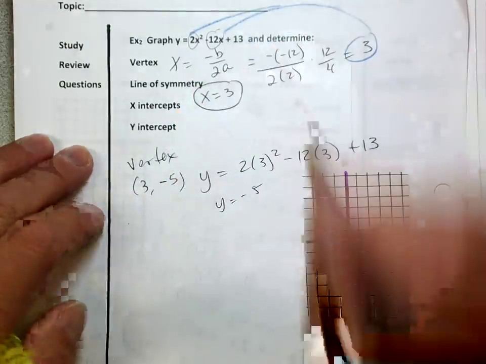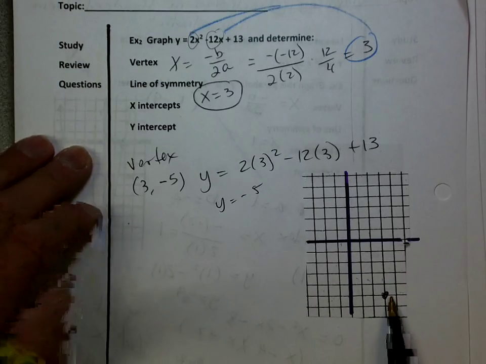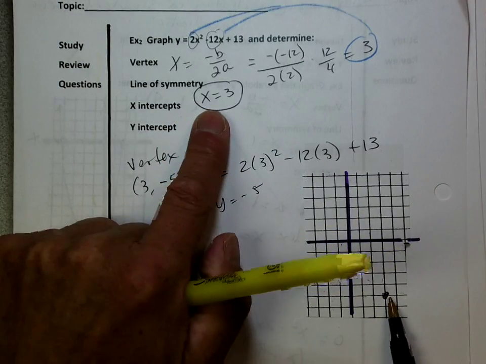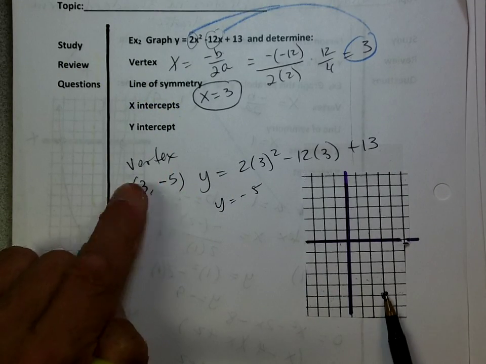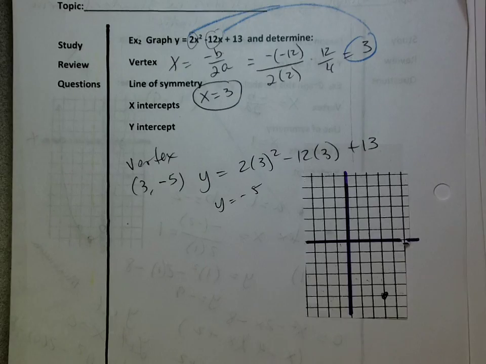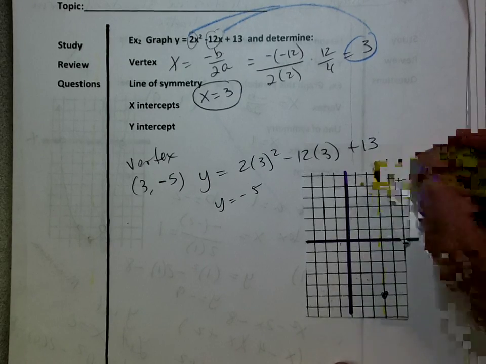And yes, it's always the x value of your vertex. I'll say that again. The line of symmetry is always the x value of your vertex. Okay? The line of symmetry has to be the x value of your vertex. Okay? So sketch that in.